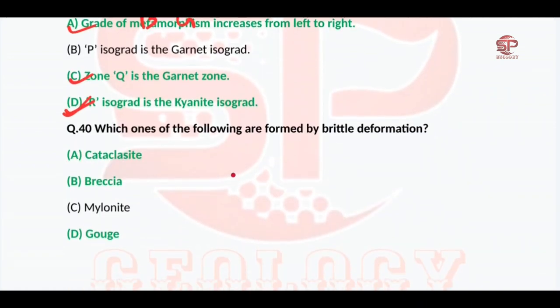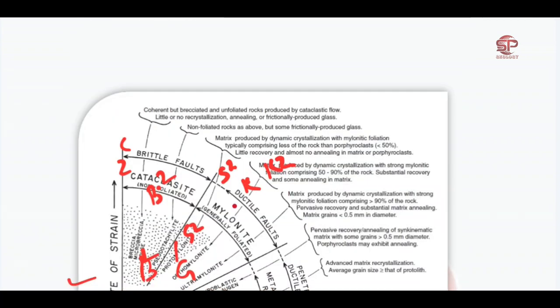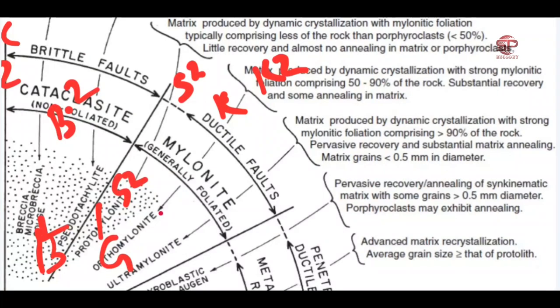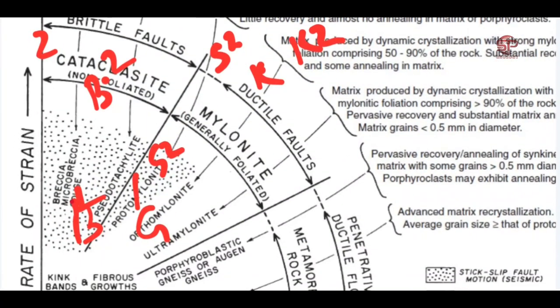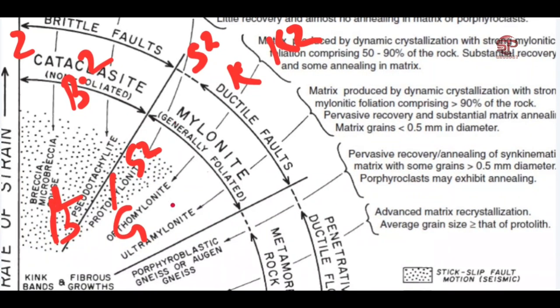Which one of the following is formed by brittle deformation? These are rocks that are produced during dynamic metamorphism. So cataclasite, breccia, gouge are all produced by brittle fracture. Only mylonite is a ductile one. You see in this figure also, this is a brittle fault or brittle fracture. So brittle fault contains breccia, microbreccia, gouge and pseudotachylyte. Then ductile contains mylonite.